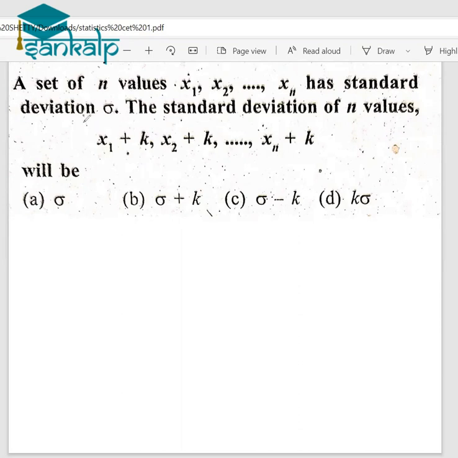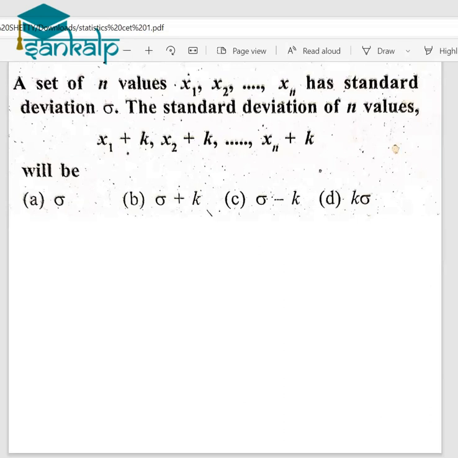When we are adding a constant to the given scores, we know that there is no change in the value of standard deviation. So whatever is the value for the first set of scores, the same standard deviation value will persist for the second set of scores, that is x1 plus k, x2 plus k, and xn plus k. So option A, sigma, will be the right option.